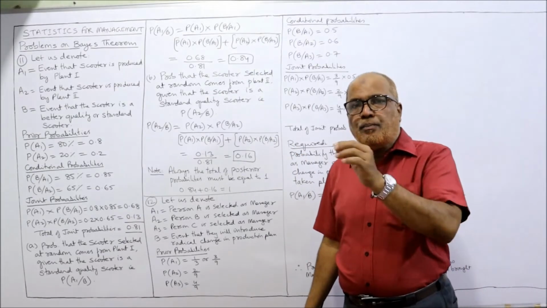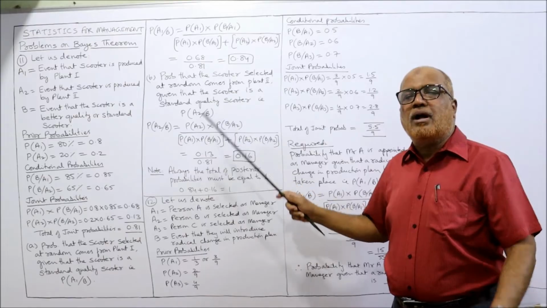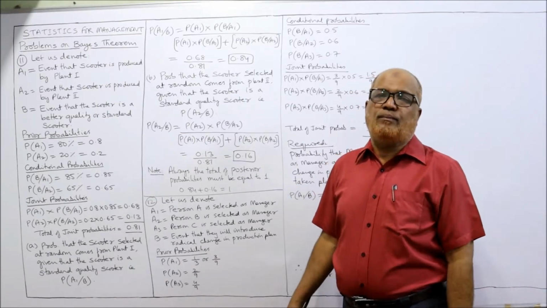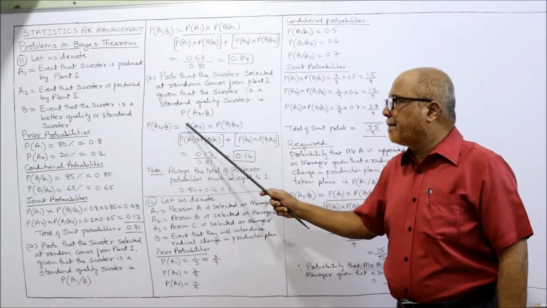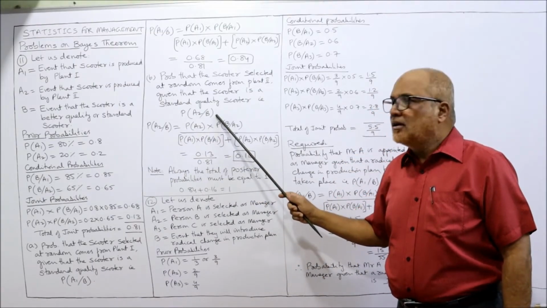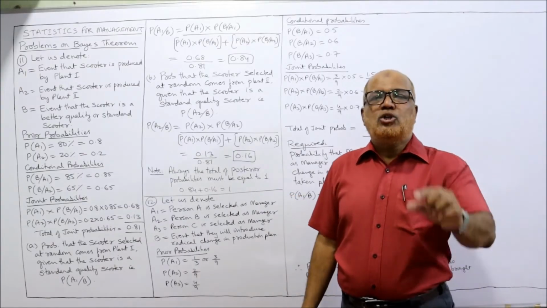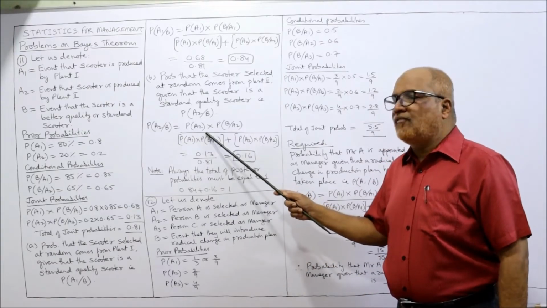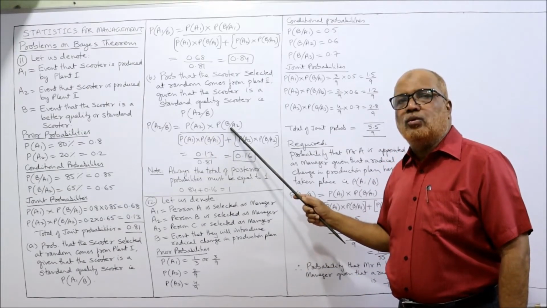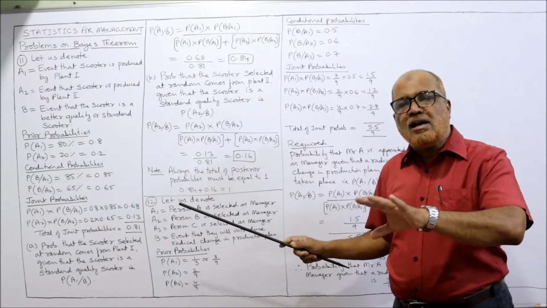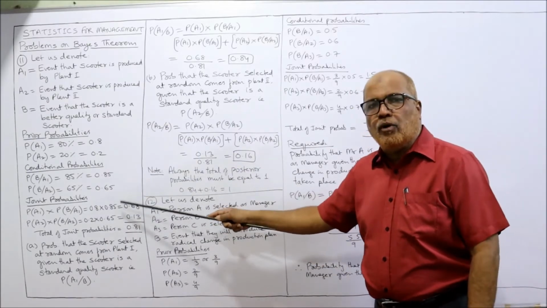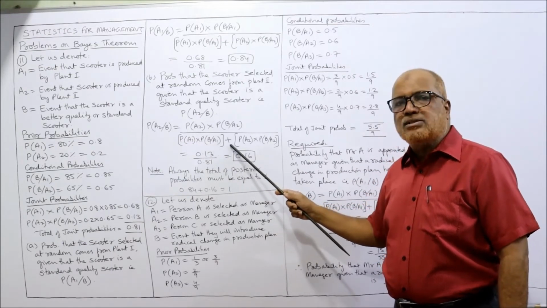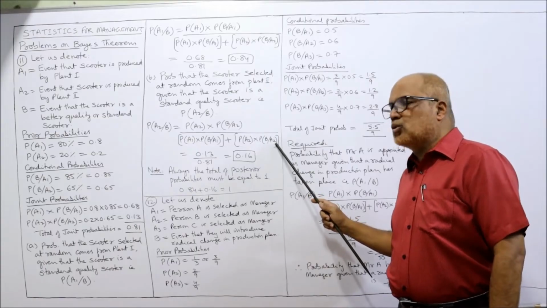Second question: what is the probability that the scooter selected at random comes from plant 2, given that it is a better quality scooter? That means P of A2 given B. So formula for P of A2 given B: joint probability divided by sum of the joint probability. Joint probability is P of A2 into P of B given A2, divided by the sum of the joint probability, the total of the joint probability: P of A1 into P of B given A1 plus P of A2 into P of B given A2.